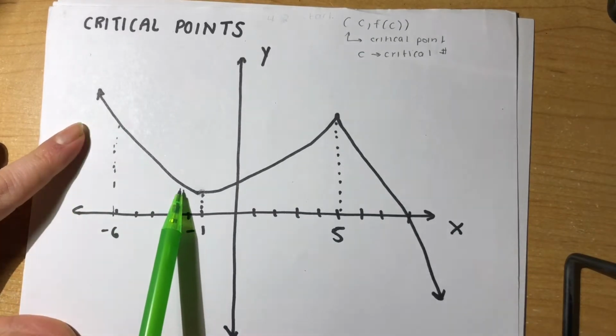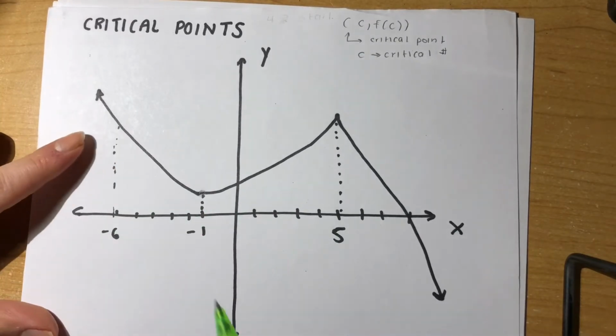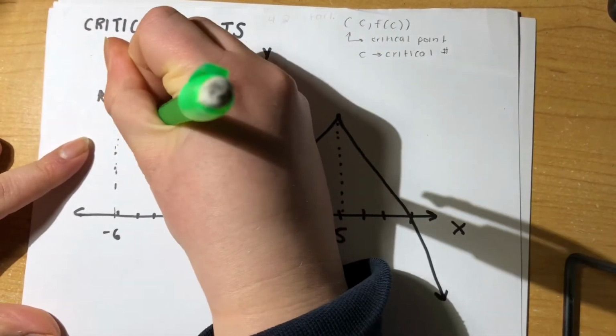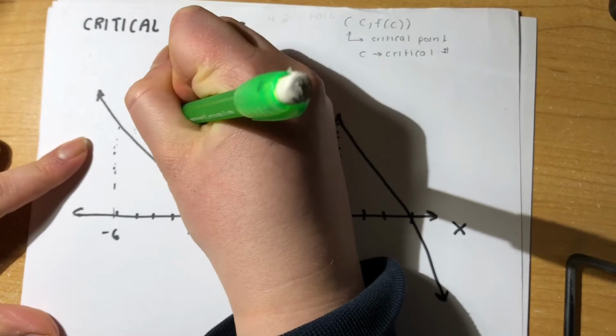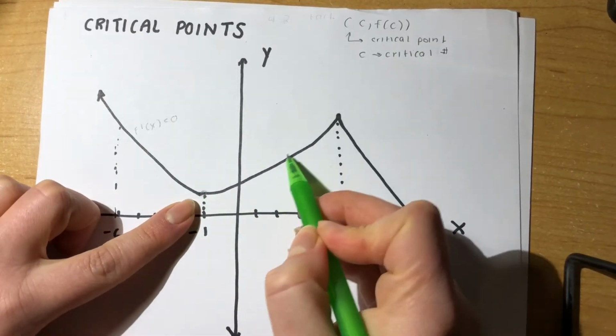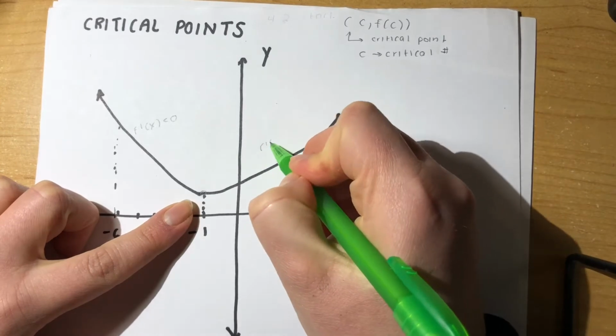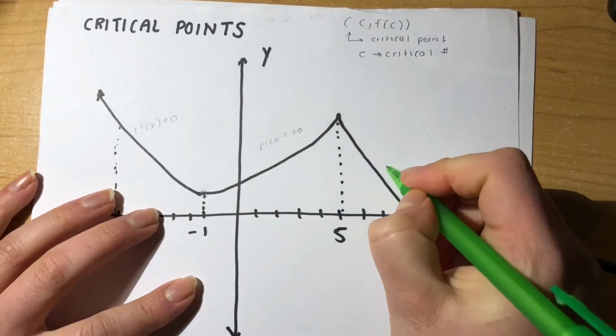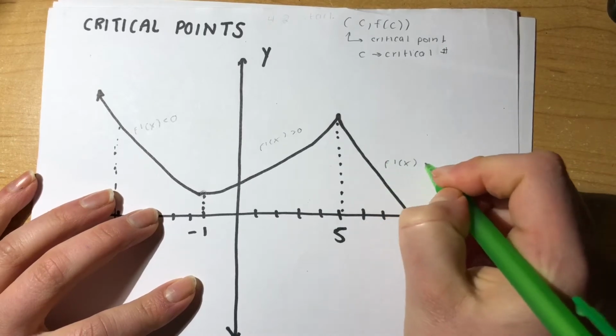Since this is decreasing along here, we know that on this section, f prime of x is less than 0. And increasing on this side means f prime of x is greater than 0. And same with decreasing on this side, f prime of x is less than 0.